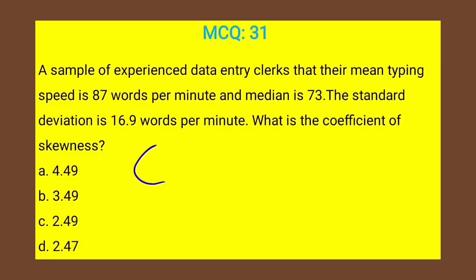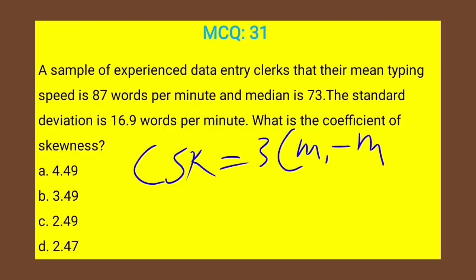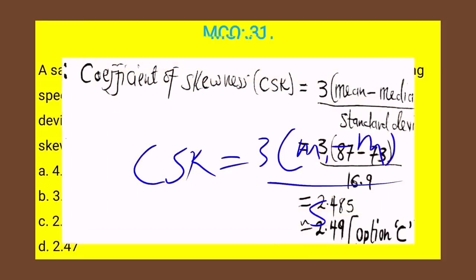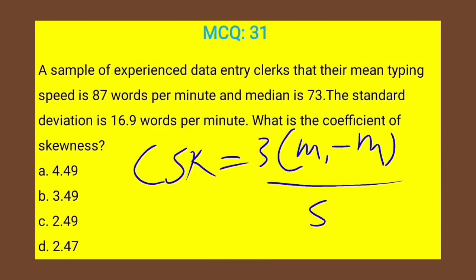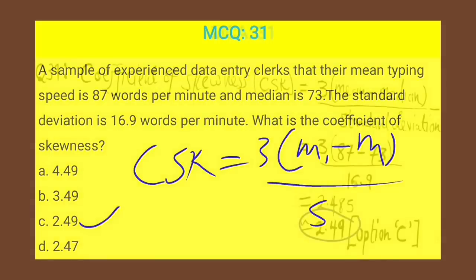Coefficient of skewness is calculated as 3 multiplied by the mean minus the median, divided by the standard deviation. Then you substitute the values in there and you get the coefficient of skewness. So that is another way of determining the spread of our data. When you manipulate, you're going to get 2.49 in that case. So that will be option C. Option C. So let's take note of that.